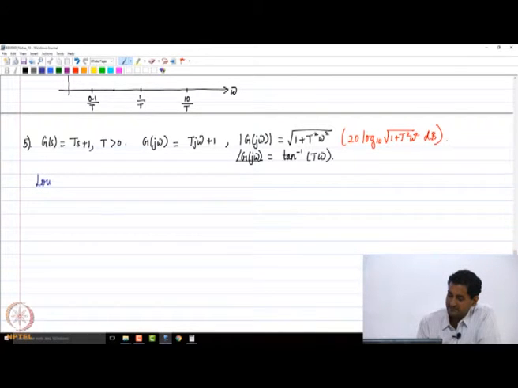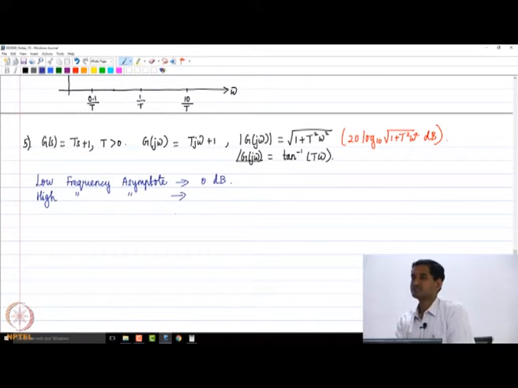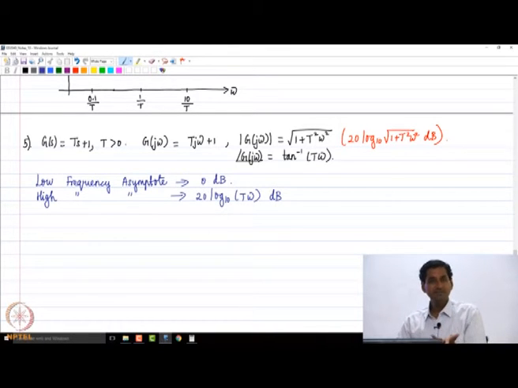So, what is going to be the low frequency asymptote of the magnitude plot, by the way? It is going to be the 0 decibel line, as omega is lower than 1 by capital T. It is going to tend to 0 decibel. What is the high frequency asymptote? As T omega becomes much larger than 1, it is going to be 20 log of T omega. See, what was minus 20 now became plus 20, same concept, right.